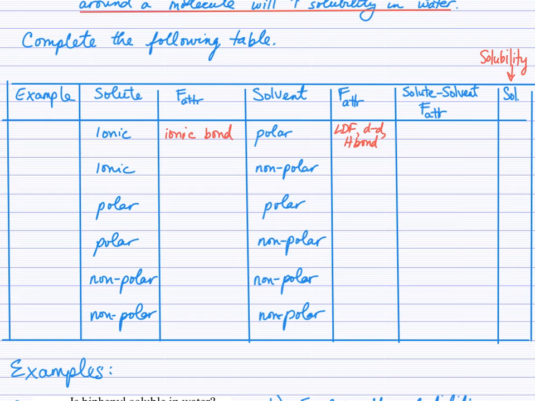So the question becomes, how does the ionic solute interact with the polar molecular solvent? Well, we have an ion in one particle and we have a dipole in the other, so hopefully you're anticipating an ion-dipole attraction. That's a significant strength, and so we expect most ionic solids to be fairly soluble in polar solvents.